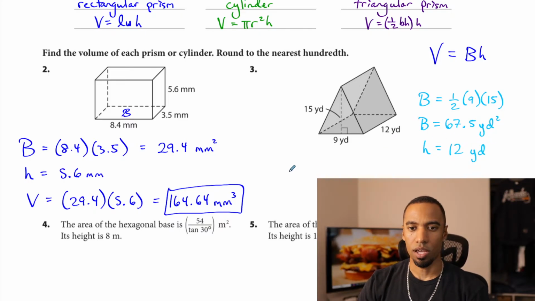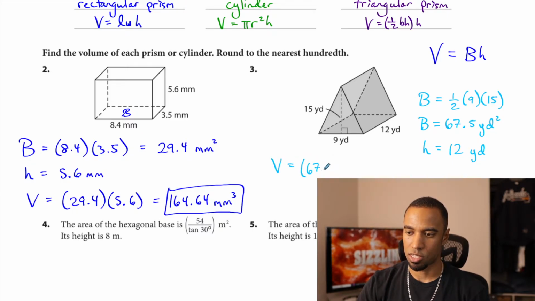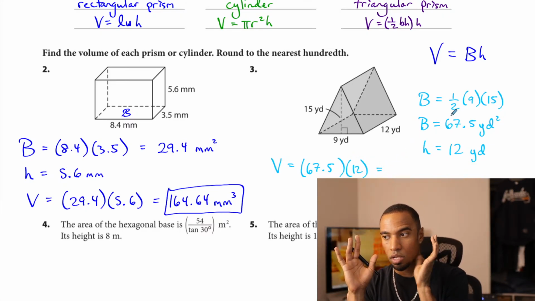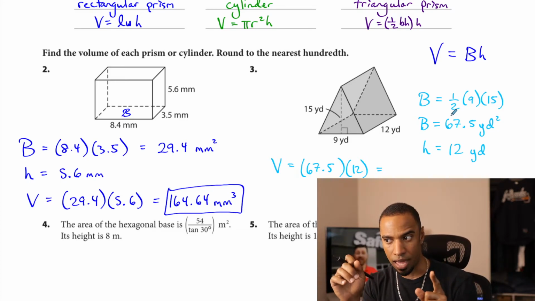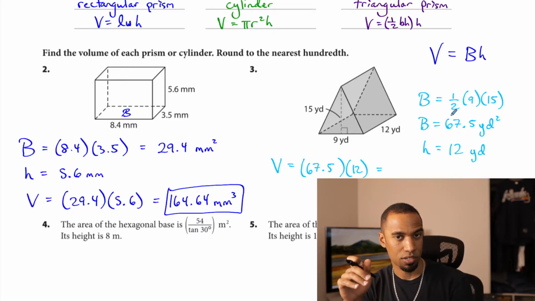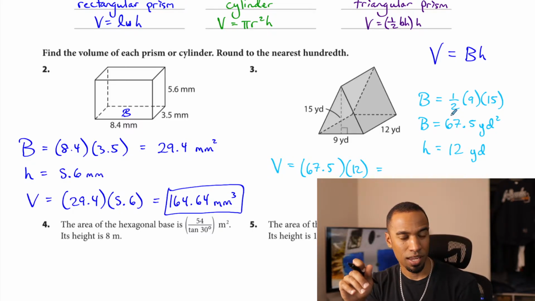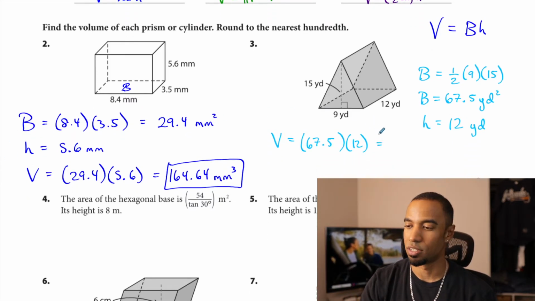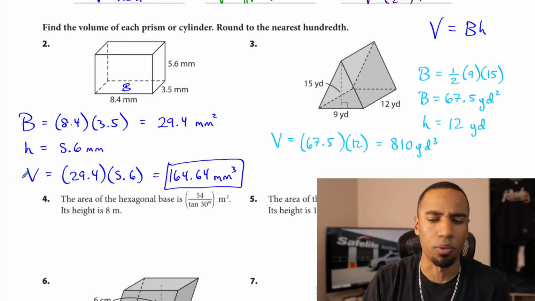Okay, so the entire volume now is going to be that area of base times height, 67.5 times 12. And I really want to try this one in my head, because I'm going to go back to 67.5 times 2, which is 135. So instead of multiplying that, now we've got to multiply that by 6. Oh, man. 270 times 3 is 810. I think it's 810 cubic yards. Let me type that really quickly.